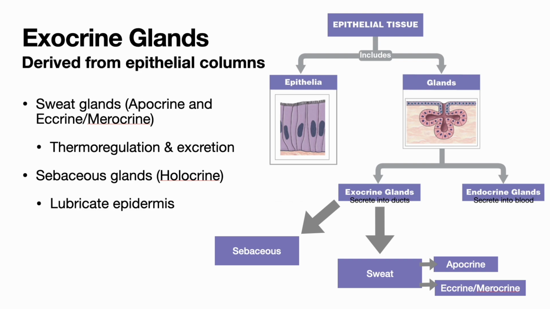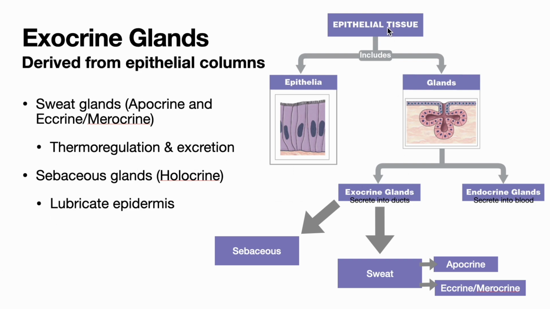Our sebaceous glands are going to be a little bit different because they're going to use holocrine secretion, which means the cell itself will be destroyed in the release of the product. But sebaceous glands are going to secrete sebum or oil that is important in coating the cuticle of the hair and also lubricating the nearby epidermis.